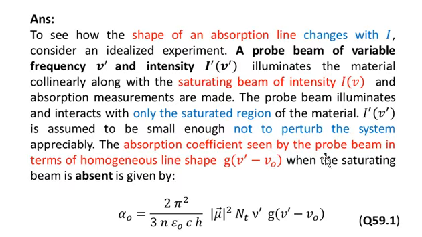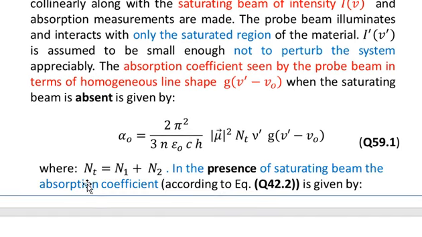The absorption coefficient seen by the probe beam in terms of the homogeneous line shape G of nu prime minus nu naught, when the saturating beam is absent, is given by alpha naught, where alpha naught is equal to 2 pi squared over 3 n epsilon naught ch multiplied by the absolute square of mu multiplied by nt multiplied by nu prime and then multiplied by G of nu prime minus nu naught, as given in equation number 59.1, where nt is equal to n1 plus n2, the total population present in level number 1 and level number 2 per unit volume.